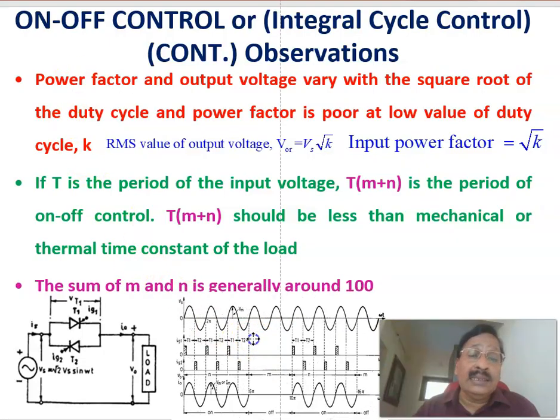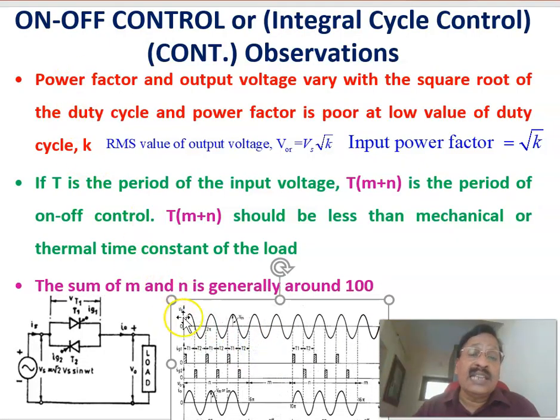Another observation is that the sum of M and N is generally selected as 100. That is the sum of the number of cycles for which the load is connected to the source, that is N, and the number of cycles for which it is disconnected, that is M. M plus N is normally selected as 100. Therefore, these are certain observations of the on-off control or integral cycle control of AC controllers.